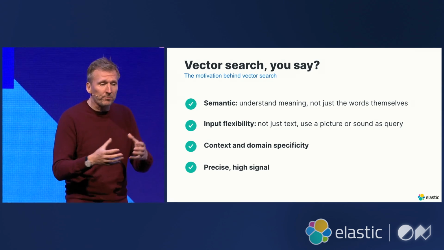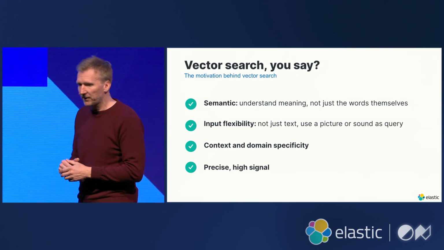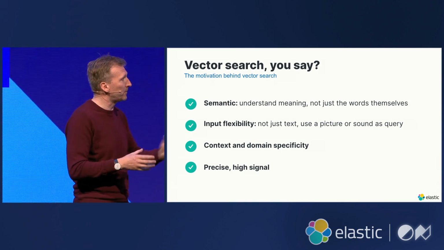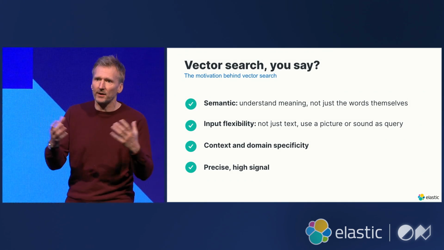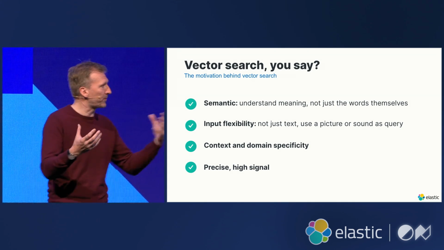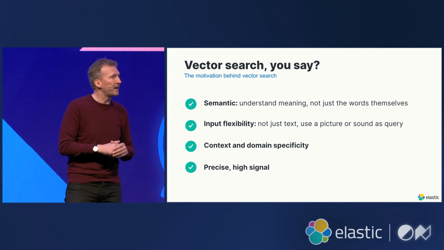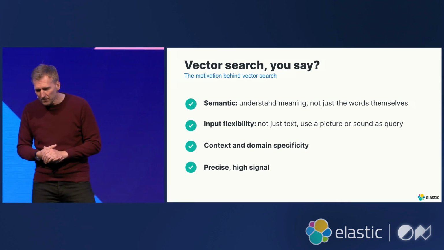Also, there are multiple data types that people are ingesting into Elastic and want to search across. Historically that's been mainly text, but now people also want to combine text search with image search and potentially other media types. So we need a bit more flexibility in terms of the search space we can actually search across.